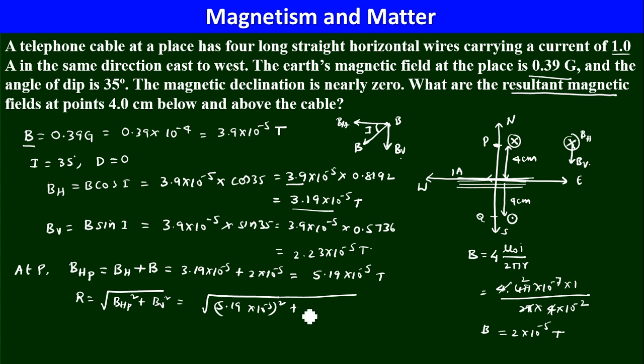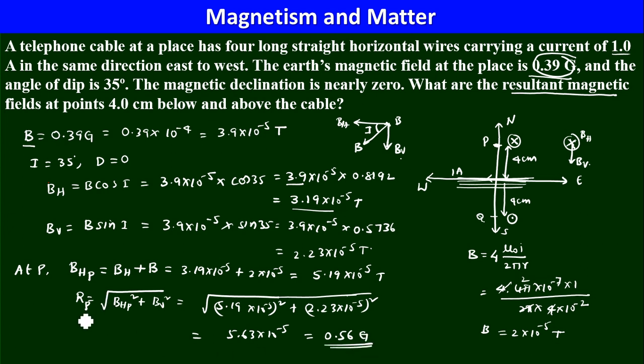BV square is 2.23 into 10 power minus 5 whole square. If you just square them up and add them, and find the square root of it, you'll get the value of R. The resultant magnetic field at point P will be 5.63 into 10 power minus 5. This is what you get. And if you convert this into Gauss, since the given magnetic field is 0.39 Gauss, you can say that it will be 0.56 Gauss nearly. So this is the magnetic field at point P.